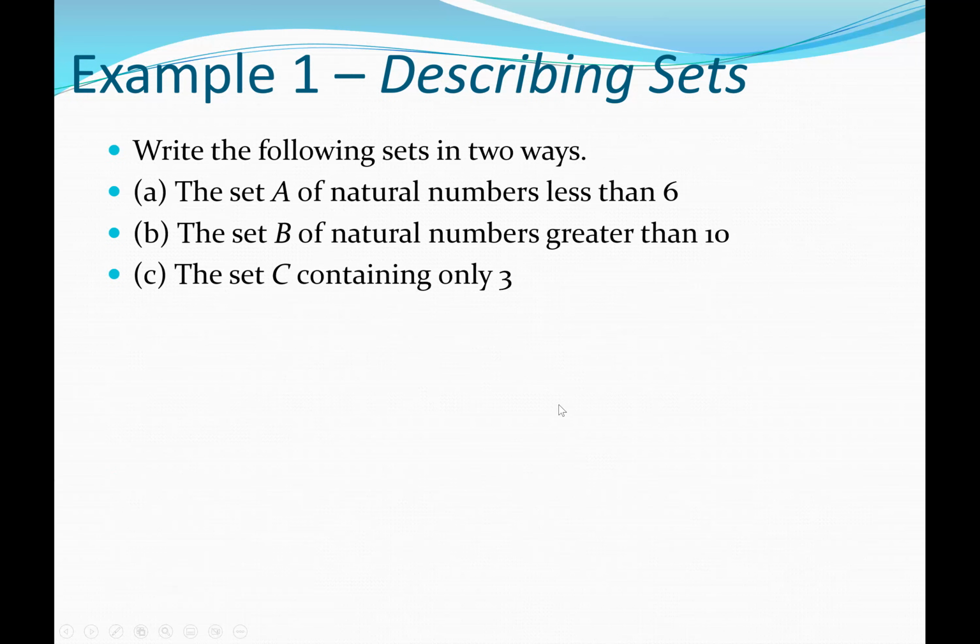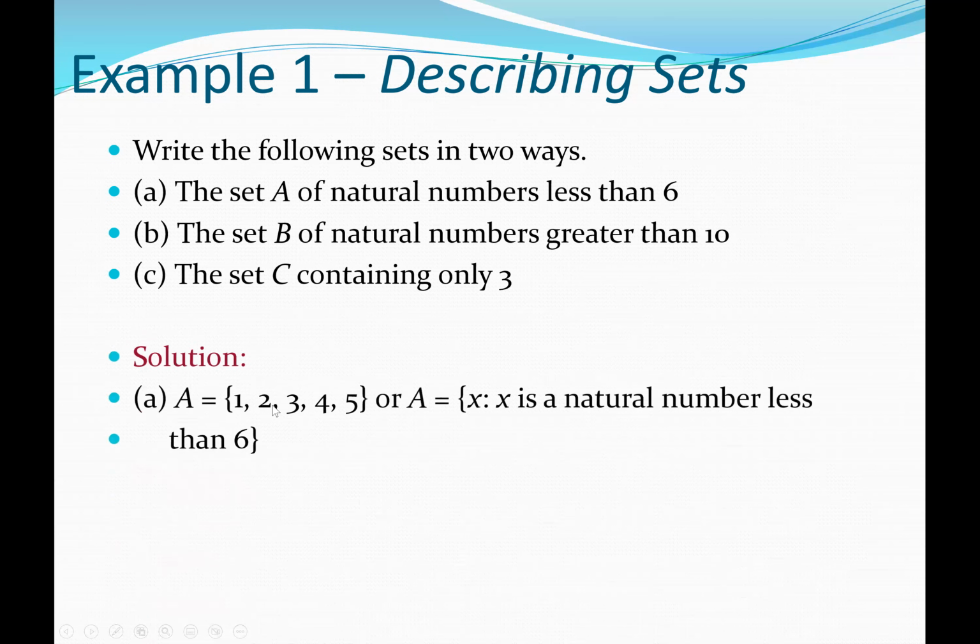Now, let's see the first example, describing a set. Write the following set in two ways. The set A of natural numbers less than 6. Here we are saying that set A consists of numbers that are less than 6. Since it's natural numbers, we start from 1. So our answer will be 1, 2, 3, 4, 5. 5 is less than 6. Or we can write that set A is the set of X where X is a natural number less than 6, or A equals 1, 2, 3, 4, 5.